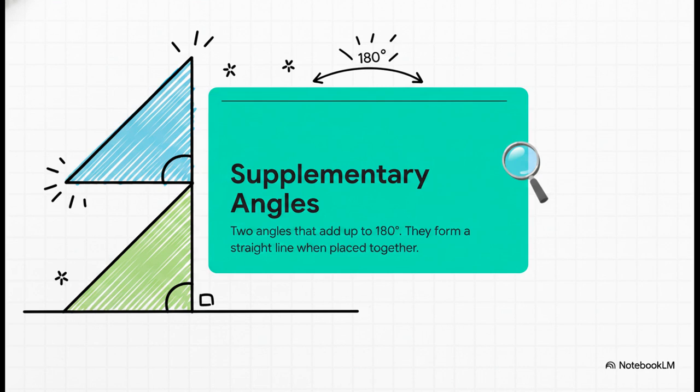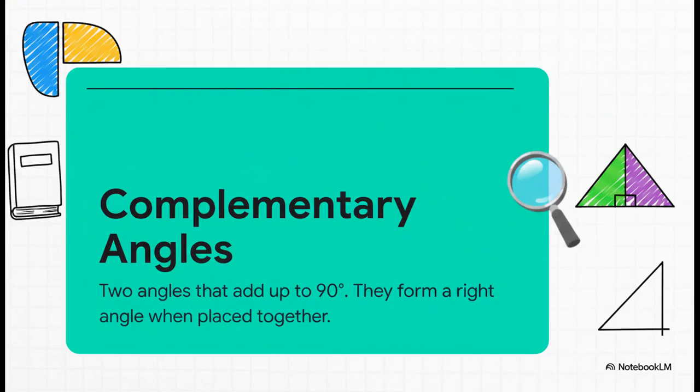Next up, we have supplementary angles. The big clue here is the straight line. You see, every straight line is a perfect 180 degrees. So if you've got two angles sitting next to each other on a straight line, you can bet they're always going to add up to 180. And to round out our basics, we've got complementary angles. If supplementary angles make a straight line, complementary angles fit together to make a perfect corner, a 90-degree right angle. So they always add up to 90.